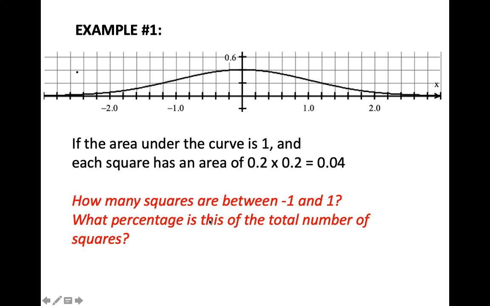And if I think, what's 17 out of 25 squares as a percentage? It's 68%. Okay, so roughly, I've counted the squares. I have about 68% of the squares within 1 standard deviation of the mean.